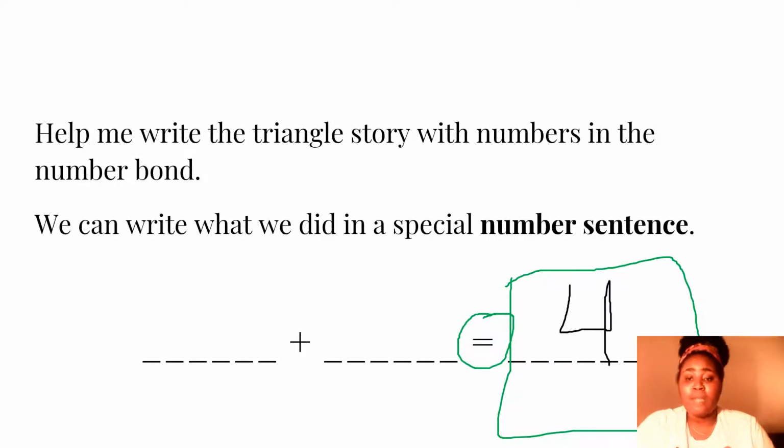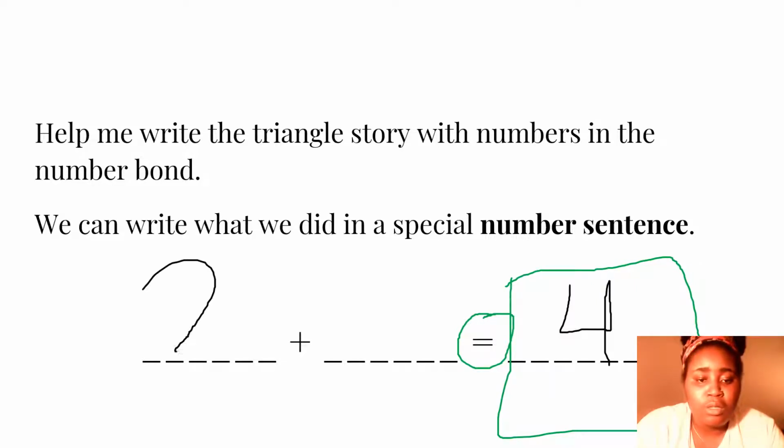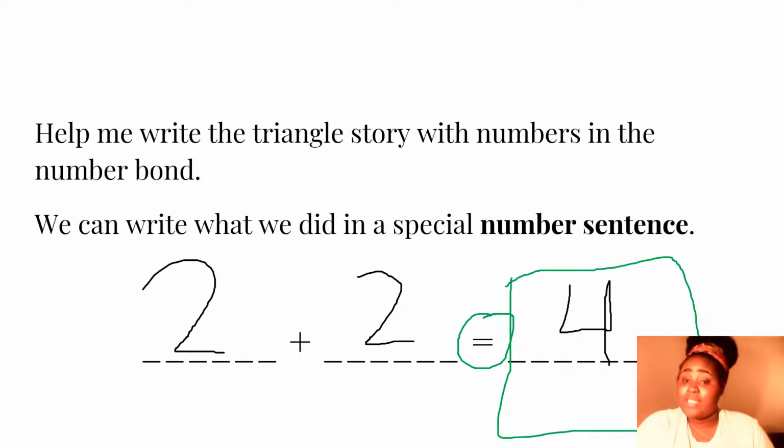Those are the two numbers we put together to make our whole. Now remember, we had 2 red triangles and 2 blue triangles, and we had those in our parts. So I'm going to put 2 and 2 right here. And this says 2 plus 2 equals 4. Or my turn, your turn, 2 and 2 make 4. Just like what we learned when we did our number bond. Way to go, cowboys.